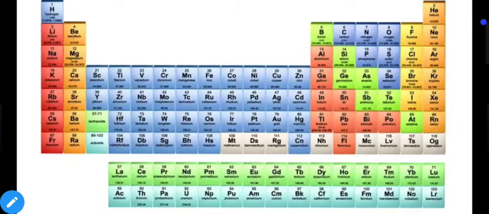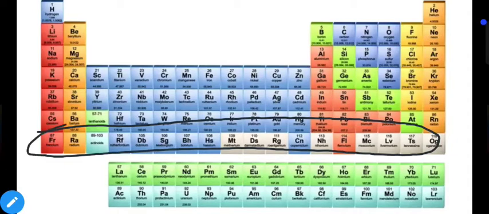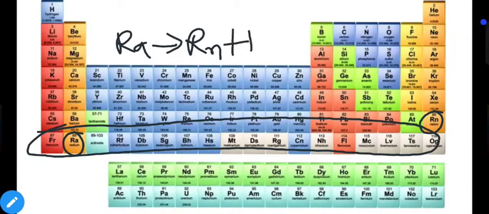Now keep in mind most of the bottom elements are radioactive, and that's why in different studies we do not have much data available for these radioactive elements, for two reasons. First reason, they have a very short lifespan. Radioactive elements tend to release radioactive particles, and because of that they convert into simpler elements. For example, when radium shows its radioactive property, it produces radon and helium. That's how it converts into simpler atoms. So they are unstable and have a short lifespan.